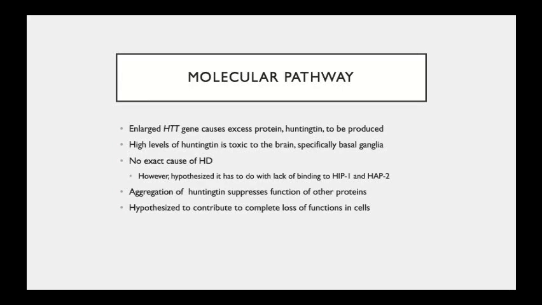Unfortunately, there is no exact cause of Huntington's disease that has been discovered yet. However, it's hypothesized it has to do with the proteins HIP1 and HAP2, because as an excess of Huntingtin develops, it's harder and harder for Huntingtin to bind to HIP1 and HAP2. The aggregation of Huntingtin also suppresses the function of other proteins, so this can affect translation, transcription, and whatnot, and then eventually leads to the complete loss of functions in cells.